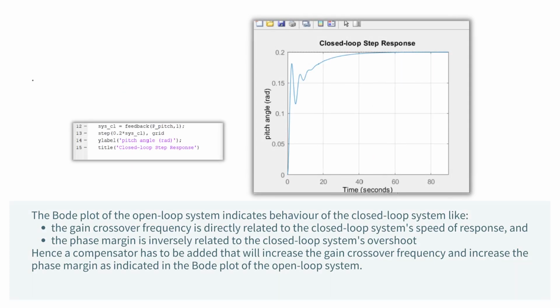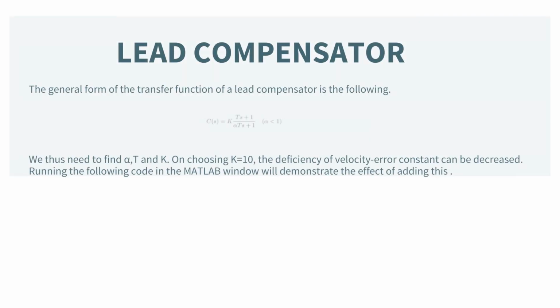The Bode plot of the open loop system indicates the behavior of the closed loop system. The gain crossover frequency is directly related to the closed loop system's speed of response, and the phase margin is inversely related to the closed loop system's overshoot. So if we increase the gain crossover frequency, then the speed of response automatically increases. And if we increase the phase margin, the overshoot decreases. These two goals can be accomplished by employing a lead compensator. The general form of the transfer function of a lead compensator is given here.